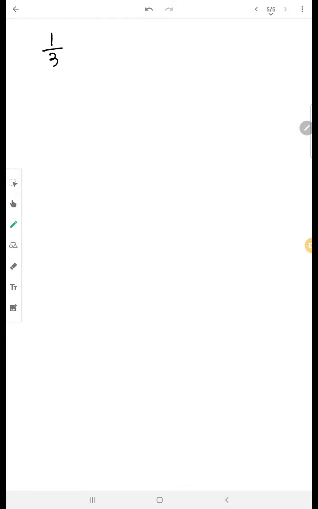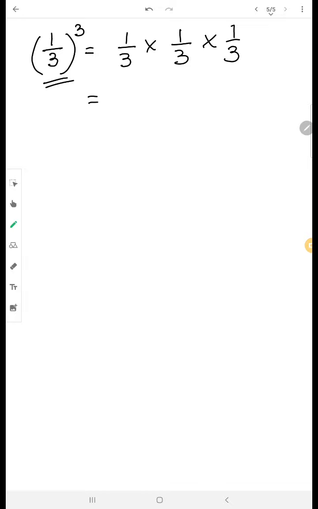Now let's do another example of a positive fraction. Suppose I have 1/3 whole to the power 3. Very easy. 1/3 times 1/3 times 1/3. As you can see, I am not going to put brackets here because it is a positive number. So 1 times 1 times 1, all the numerators get multiplied, so it's 1. And the denominators get multiplied, 3 times 3 times 3, that is 27.